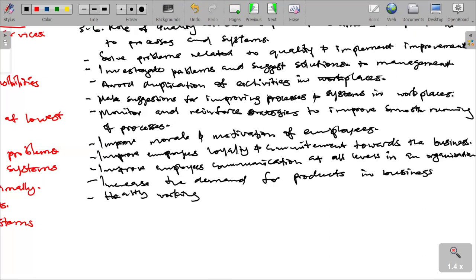Health working relationship between employer and employees. These are quite good advantages there.